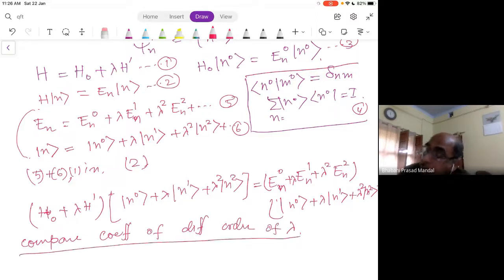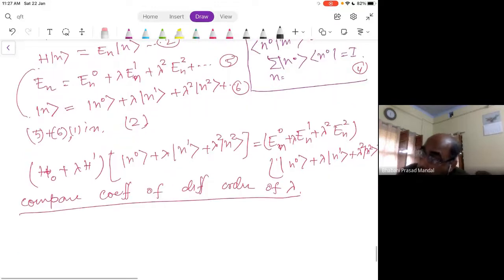So if you compare the coefficient of different order of lambda, then what you will get? For example, on the left hand side, lambda to the power 0 coefficient. What are the H0, N0? There is no lambda, and all other terms have lambda, right? If you multiply, there will be 6 terms, 3 terms, 2 terms, 6 terms.